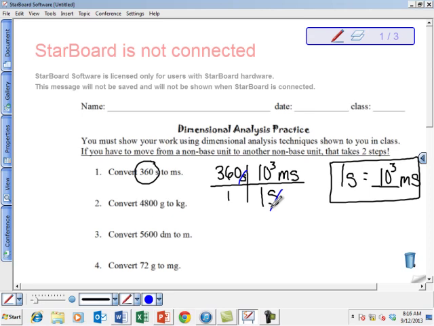All right, so 360 times, and if you want to punch in 1,000, you punch in 1,000. If you want to do 10 caret 3, you guys know what a caret button looks like? Have you ever seen this one? It's a little hat. I don't know what they call it in algebra.